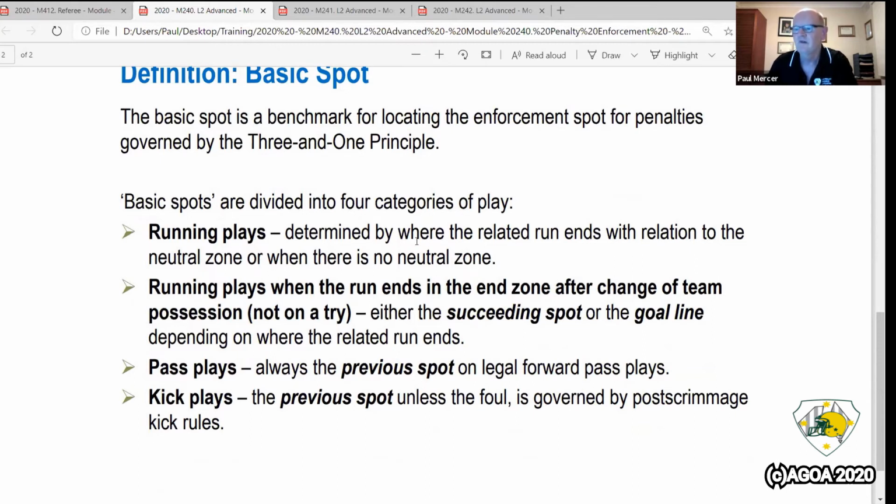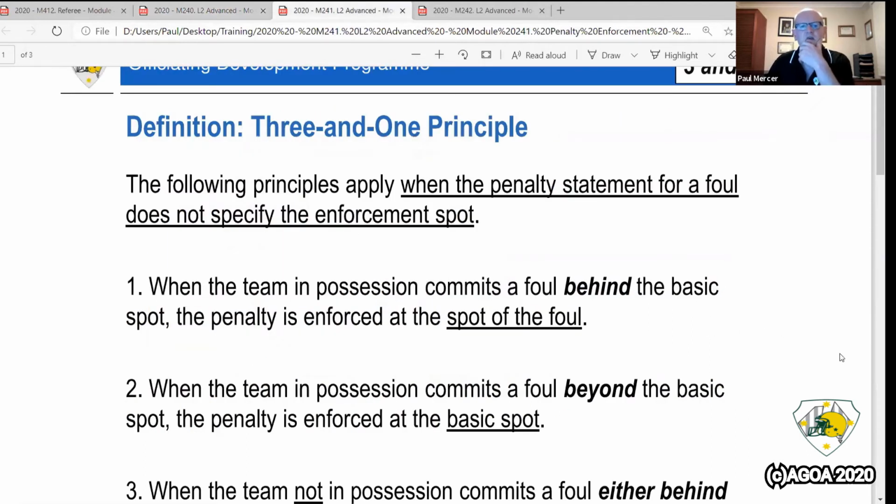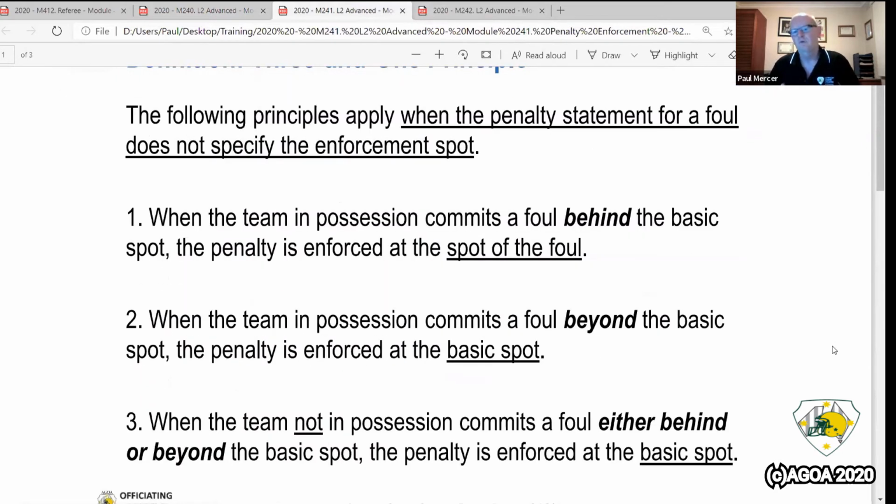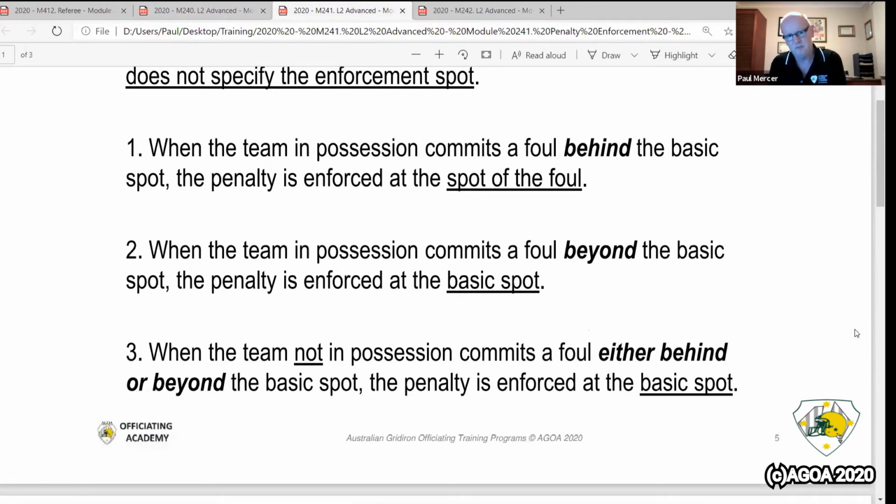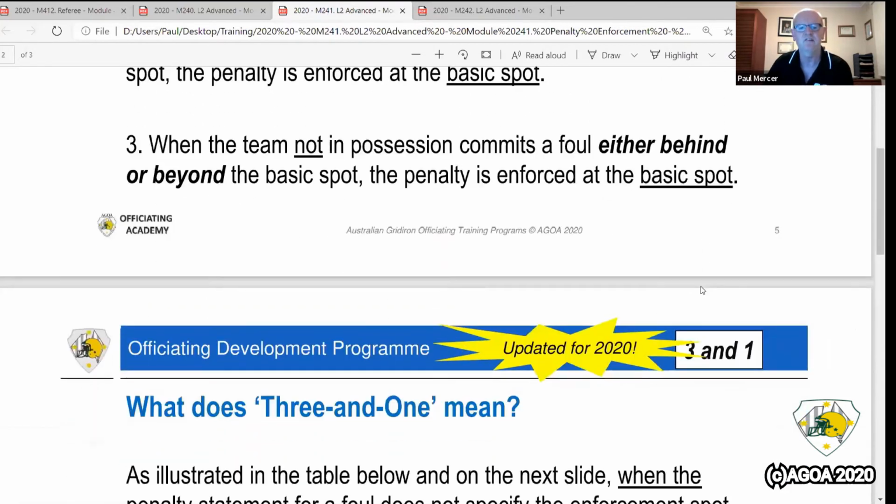Now, having said that, as with everything in the rule book, there are exceptions. And when we talk about the basic spots and the 3-and-1 principle, as we'll see on the next slide, we have to think about those exceptions. So the 3-and-1 principle very simply says that when the spot is not stated in the penalty statement, then we revert to these 4 principles. If the team in possession fouls behind the basic spot, then we enforce the penalty at the spot of the foul, exception, which I'll talk about in a second. When the team in possession commits a foul beyond the basic spot, the penalty is enforced at the basic spot. And when the team not in possession, the opposition, commits a foul either behind or beyond the basic spot, the penalty is enforced at the basic spot. Now, what does all that mean in plain English? It's not an easy concept to understand.